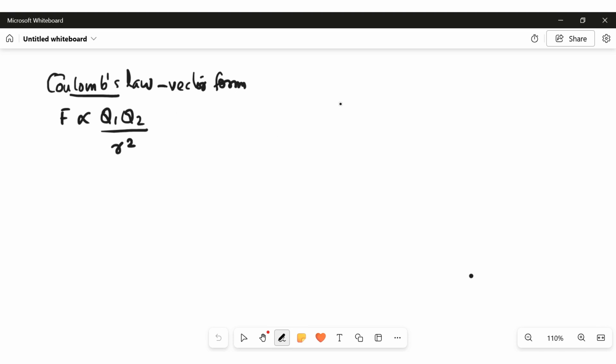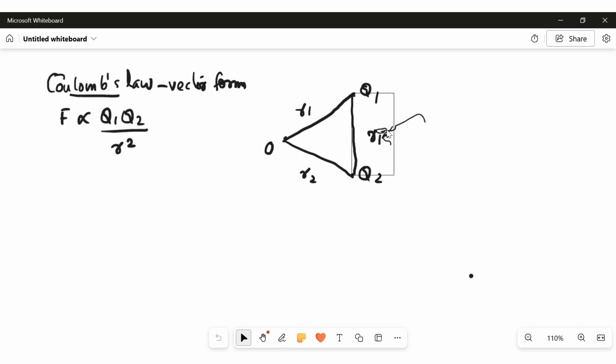For that, we have two charges Q1 and Q2. Q1 is at a distance r1 from the origin. Q2 is at a distance r2 from the origin O. So we know the position vector of Q1 is r1 and the position vector of Q2 is vector r2. And R12 is the distance between Q1 and Q2.